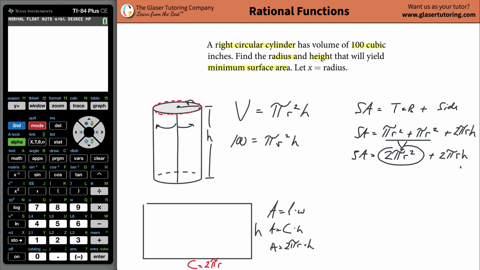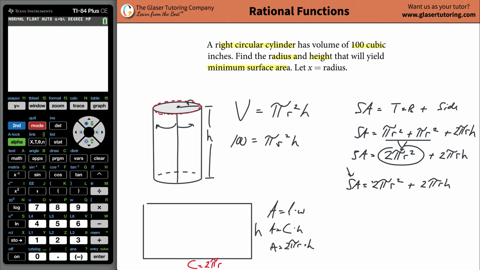Now I could pull out common factors here of a 2 pi and an r, but I don't think that's really going to help you in working this problem out. But this is where we're at now. So we have a formula for the surface area: 2 pi times r squared plus 2 pi r h. This is the function I want to find the minimum of.